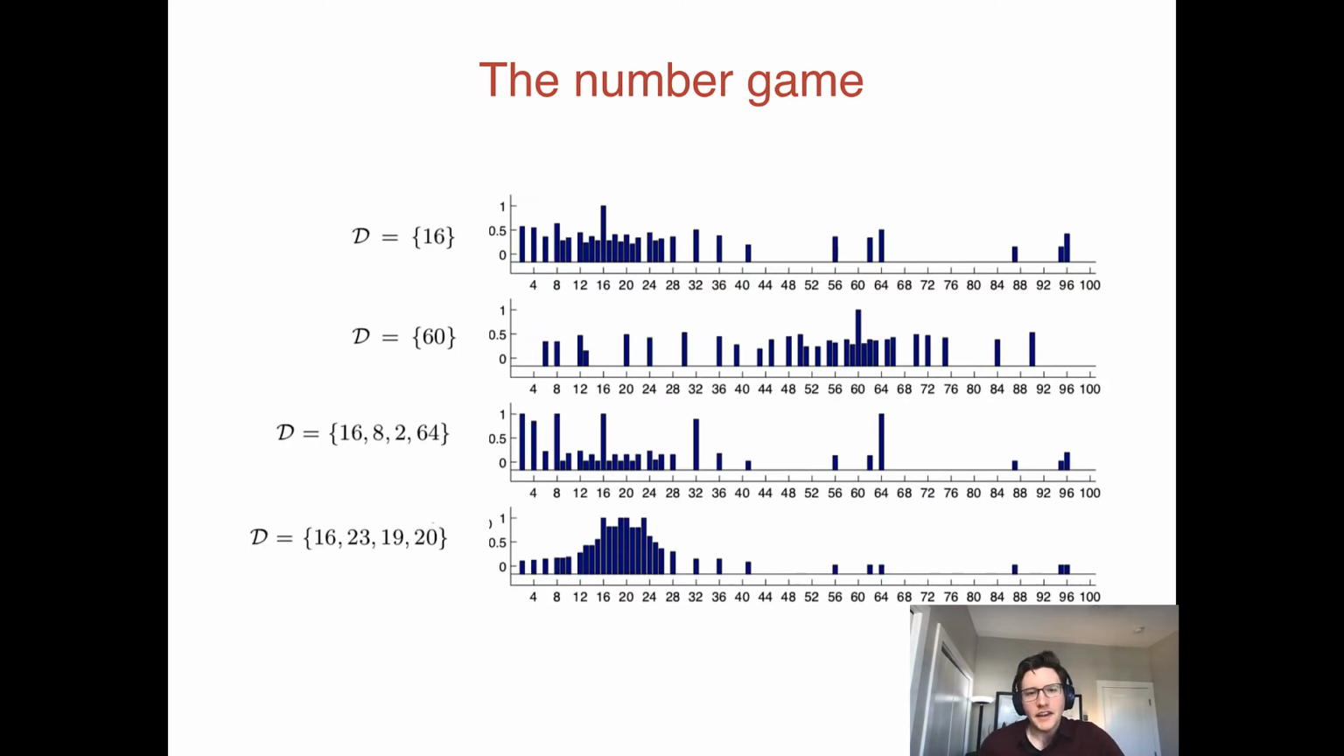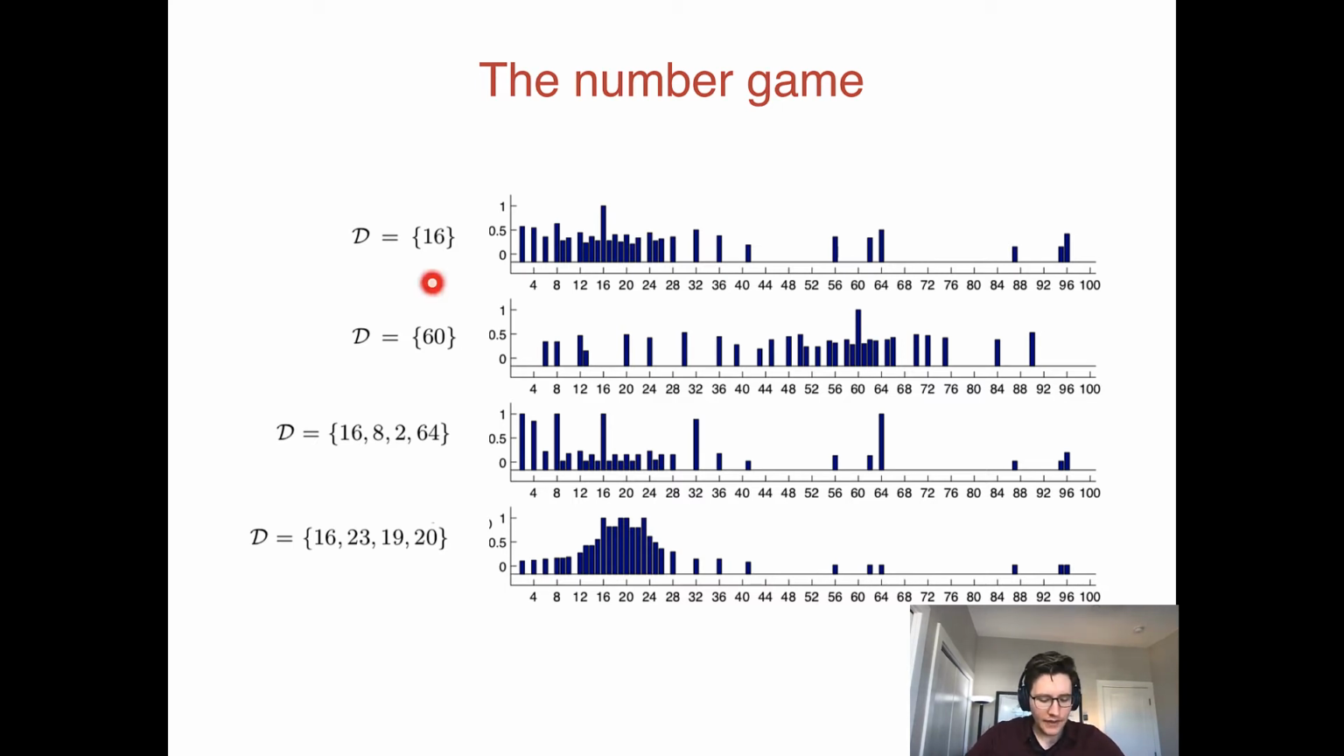So we can actually get an experimental understanding of what humans do by doing an experiment like the number game on actual people. The way the experiment works is the experimenter shows the person a number, which they say is in fact a member of the concept, and then asks them, what other numbers do you think are part of the concept?